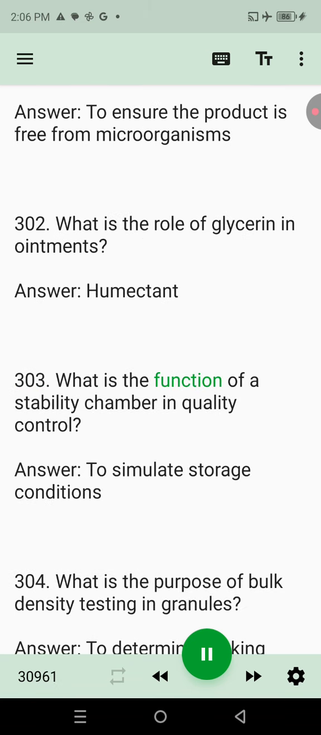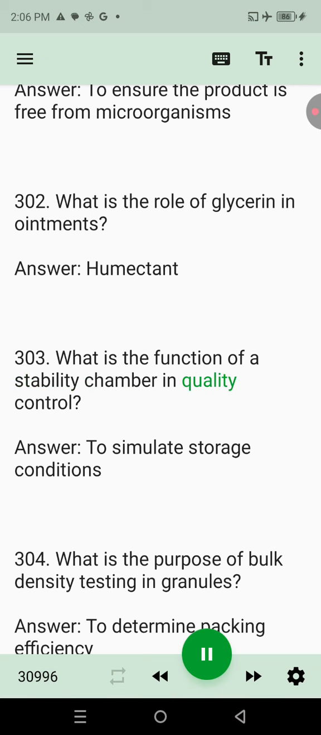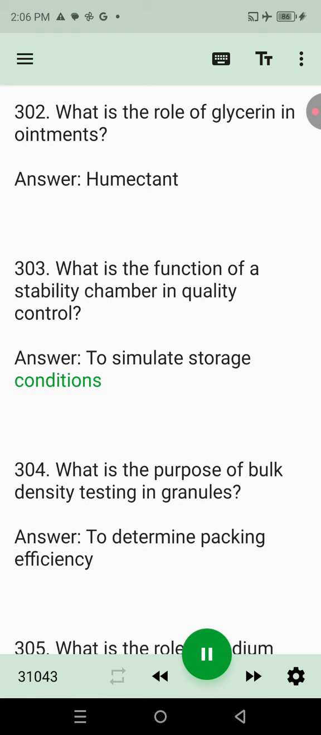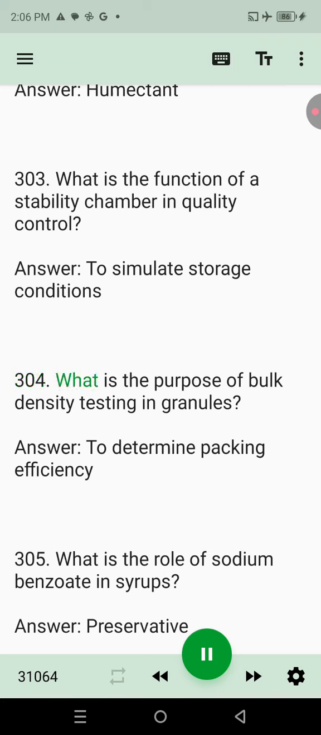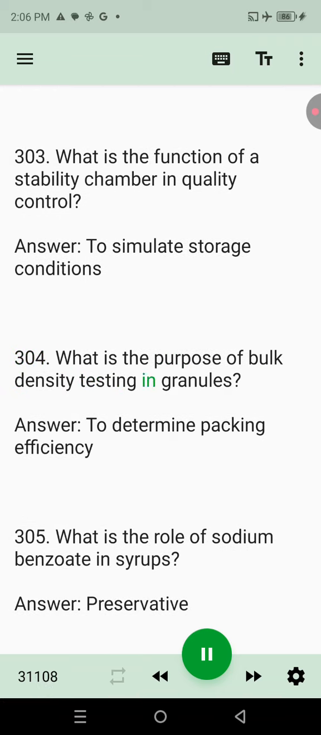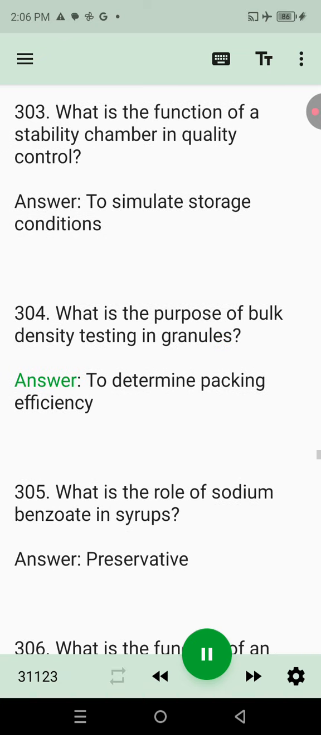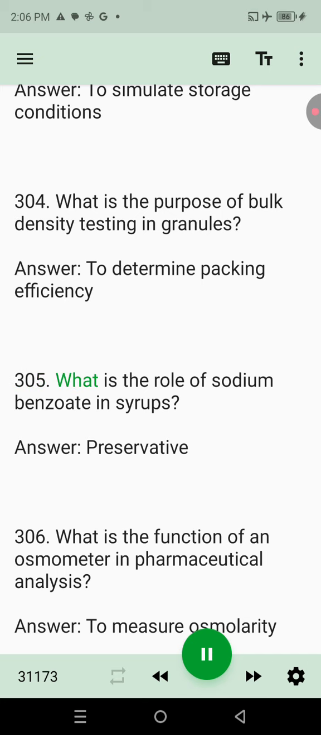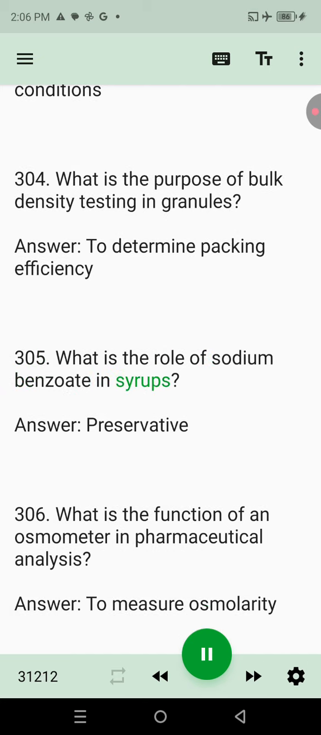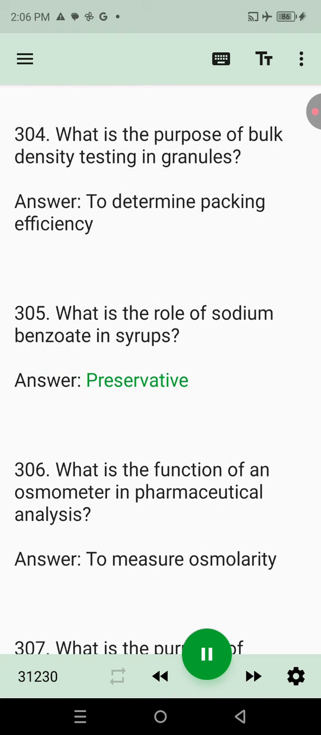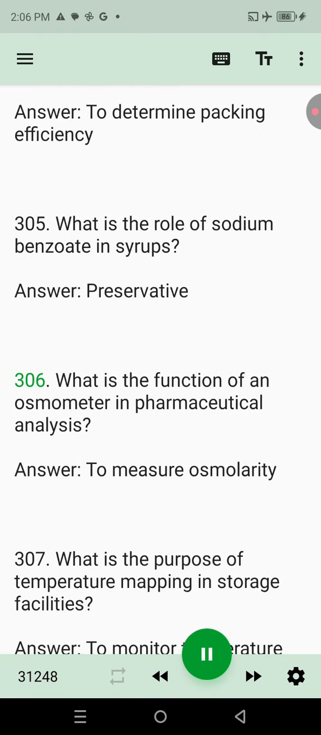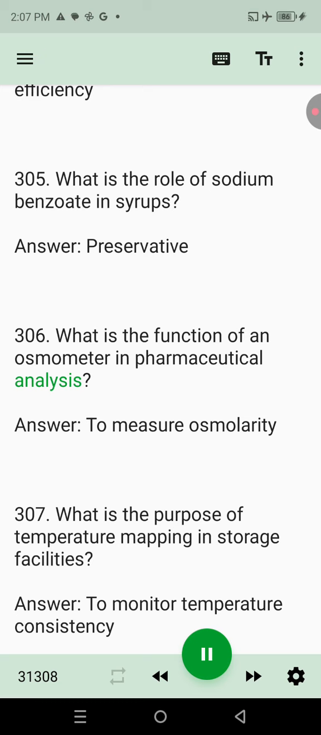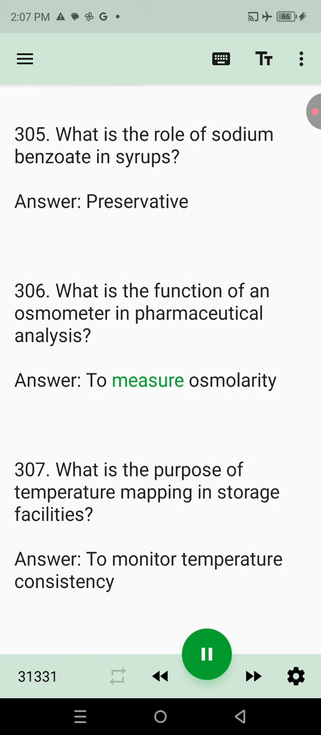303. What is the function of a stability chamber in quality control? Answer: to simulate storage conditions. 304. What is the purpose of bulk density testing in granules? Answer: to determine packing efficiency. 305. What is the role of sodium benzoate in syrups? Answer: preservative. 306. What is the function of an osmometer in pharmaceutical analysis? Answer: to measure osmolarity.